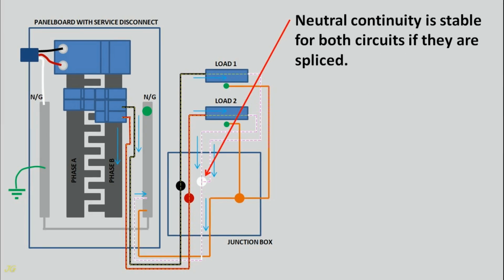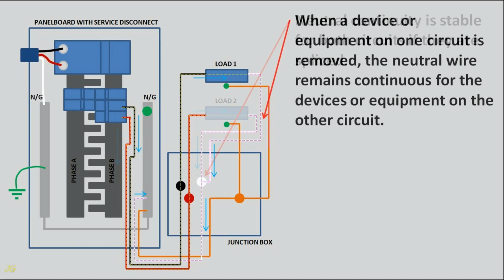Neutral continuity is stable for both circuits if they are spliced. When a device or equipment on one circuit is removed, the neutral wire remains continuous for the devices or equipment on the other circuit.